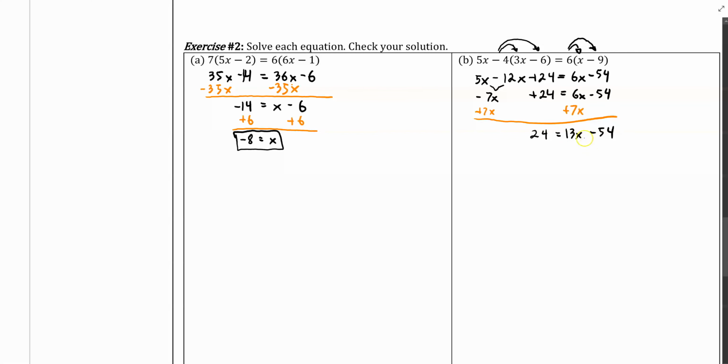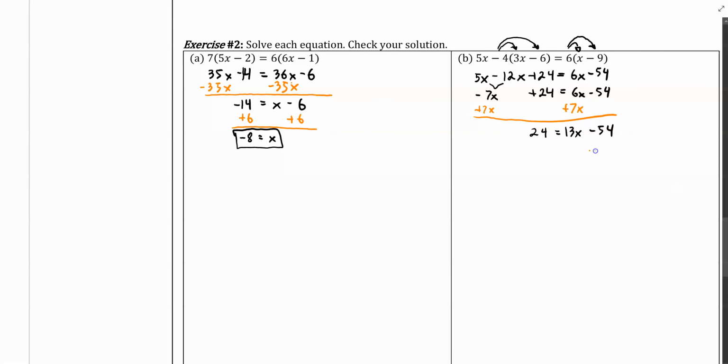From here, we'll add 54 to both sides. On the left-hand side, this gives us 78. On the right-hand side, we have 13x. From here, we'll divide both sides by 13 to get x by itself. And 78 divided by 13 is 6. So x equals 6 for this problem.